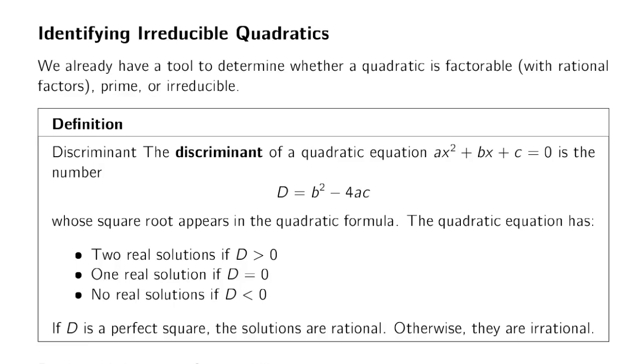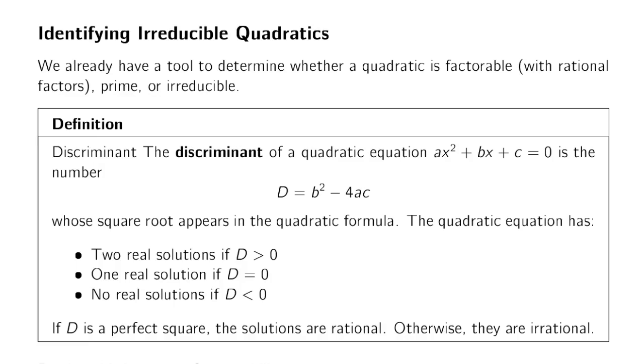That's the discriminant. Remember, if we have a quadratic equation, ax squared plus bx plus c equals 0, the discriminant tells us how many real zeros that polynomial has, how many real solutions that equation has. And of course, the factors of the quadratic correspond exactly to the solutions of that equation.